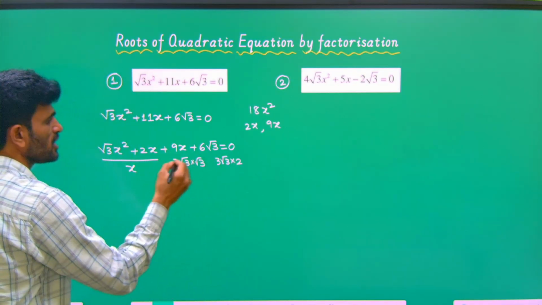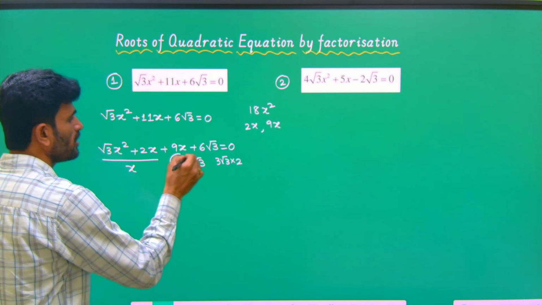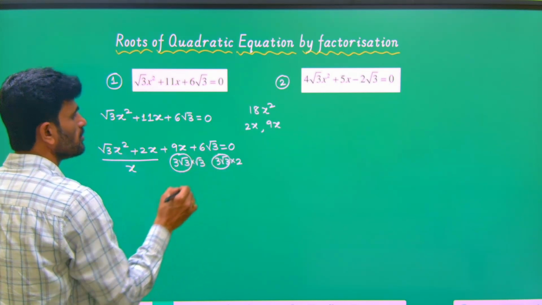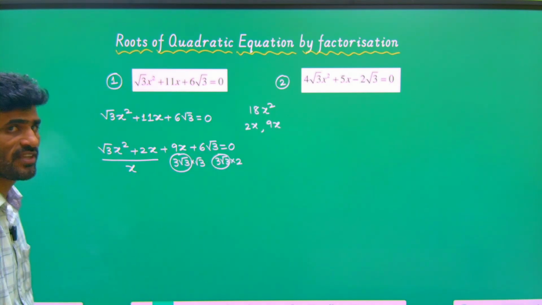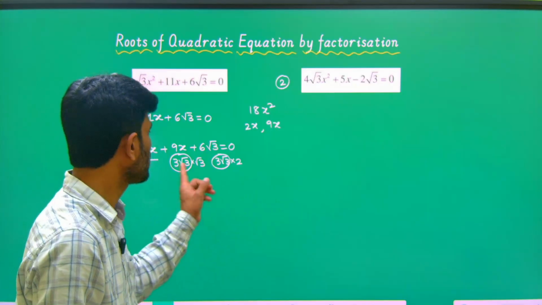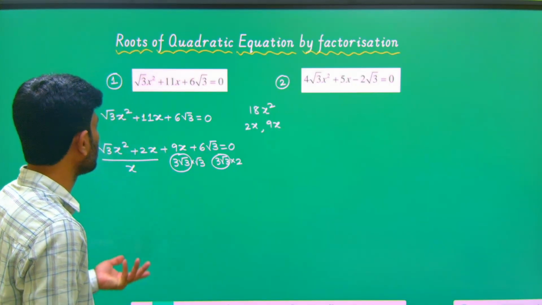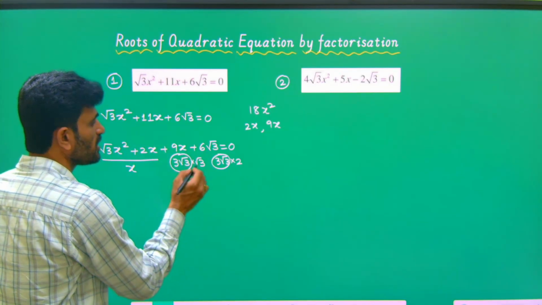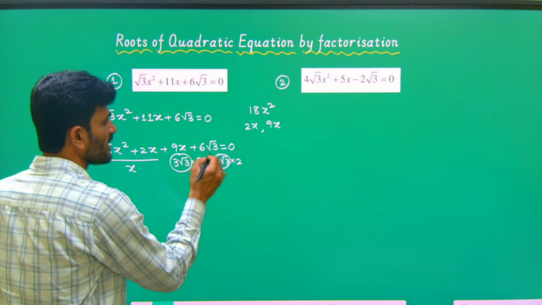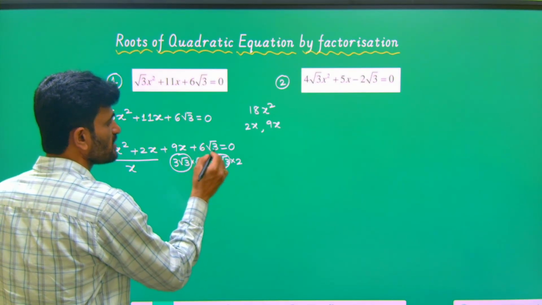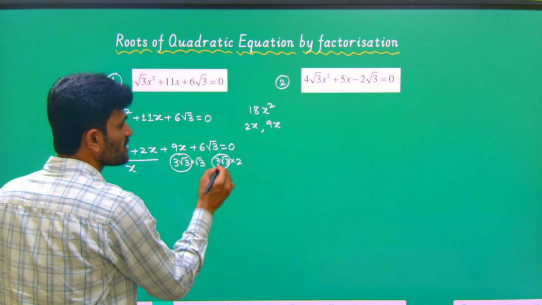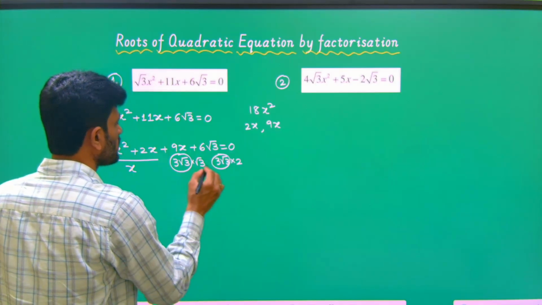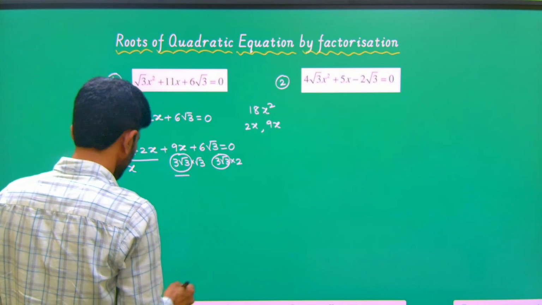If you observe these two terms, what do we have common? 3 root 3 is common. This is important: identifying what is common in the first two terms or the next two terms. 9 is nothing but 3 root 3 into root 3, and 6 root 3 is nothing but 3 root 3 into 2. So in the next two terms you have 3 root 3 common.